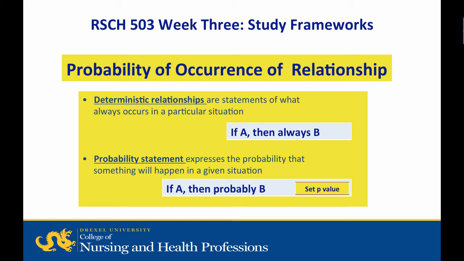Small lowercase p is the symbol for probability. For example, there is a 50% chance that a patient with an indwelling catheter for 1 week will experience a urinary tract infection. This would be expressed as lowercase p greater than 0.50.